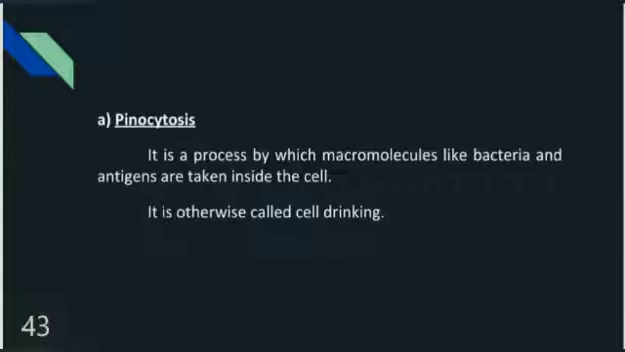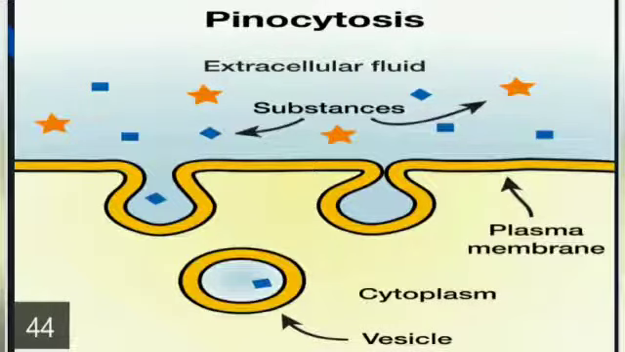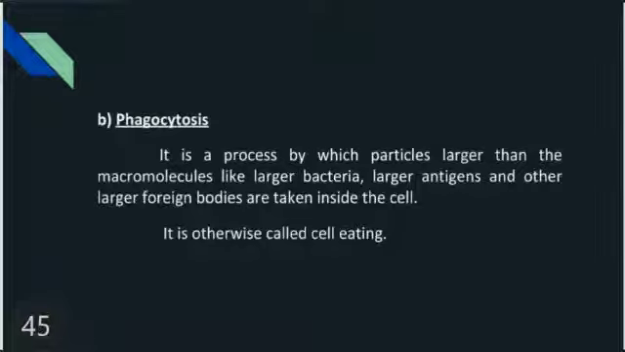First, pinocytosis. It is a process by which macromolecules like bacteria and antigens are taken inside the cell. It is otherwise called cell drinking. Second, phagocytosis. It is a process by which particles larger than the macromolecules, like larger bacteria, larger antigens and other larger foreign bodies, are taken inside the cell. It is otherwise called cell eating.